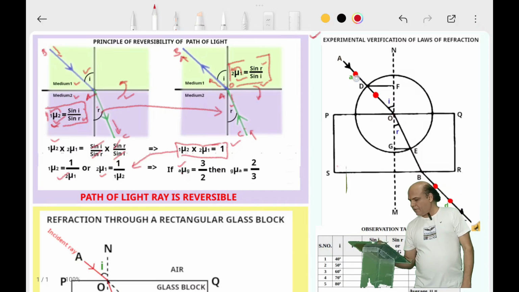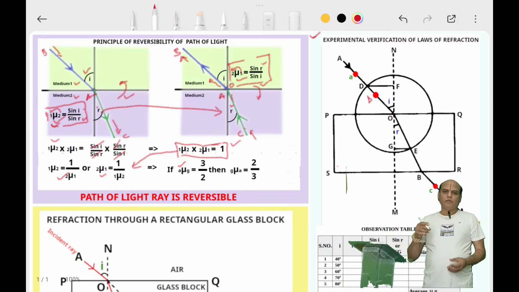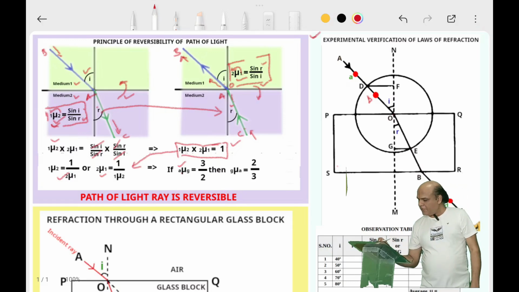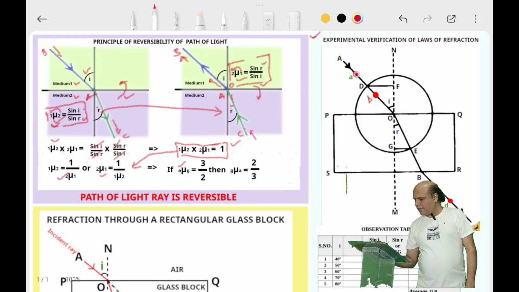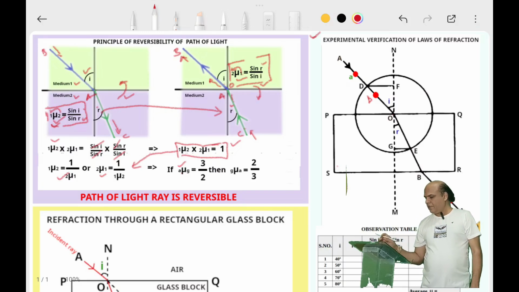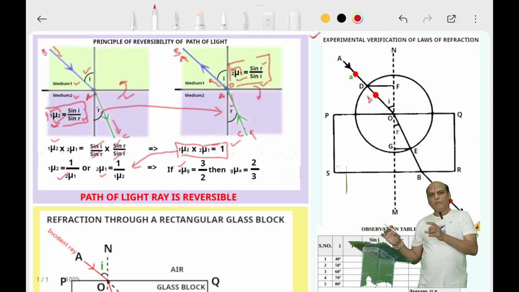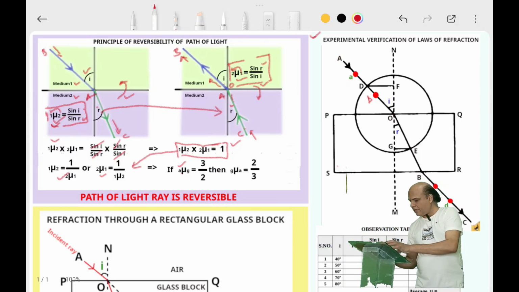Now, at two points, A and B, take two pins and pin them on the line AO. At point A, one pin, and at point B, another pin. Now place the rectangular slab again on the rectangle, exactly matching with the boundary.